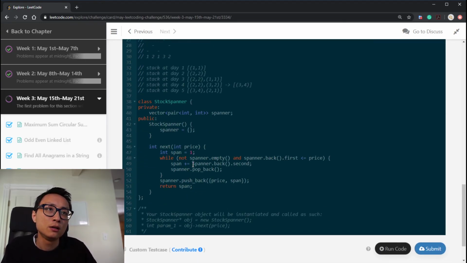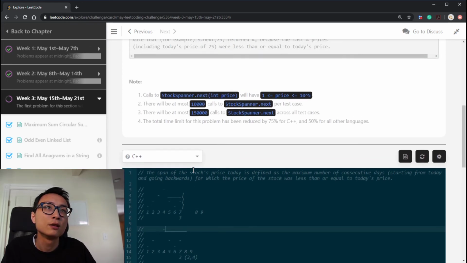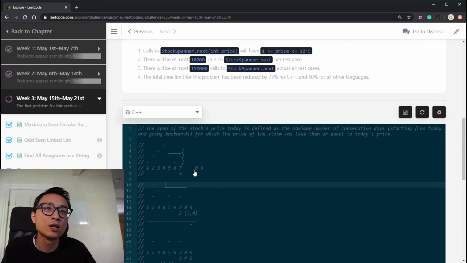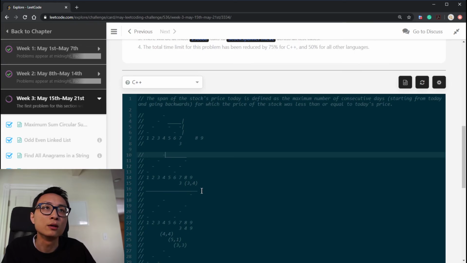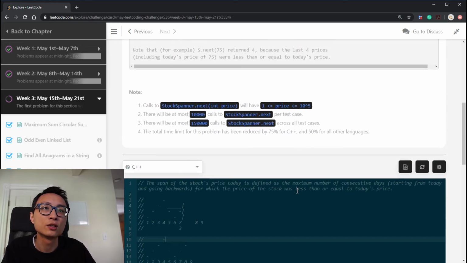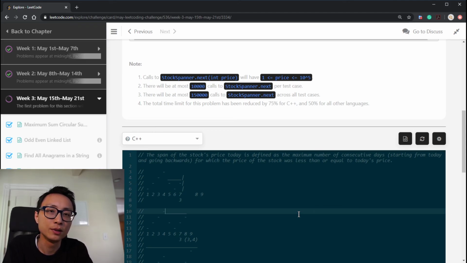So the space complexity for this, in the worst case where it's all decreasing, we're going to have a pair of price and one all the way towards the end, so it's order of n. And in terms of time complexity, I think it's amortized O(1).